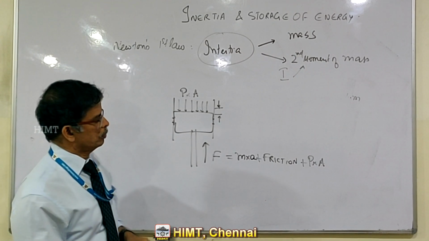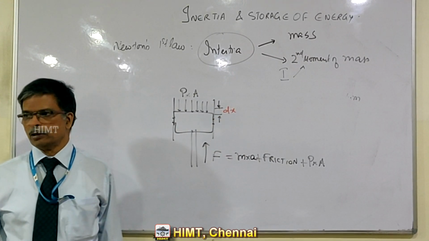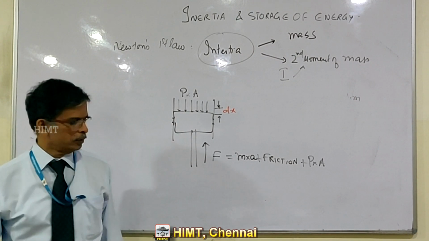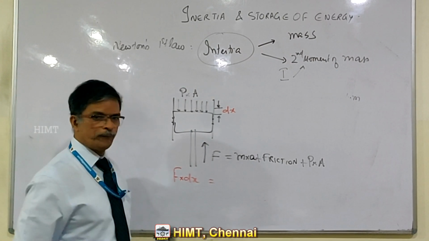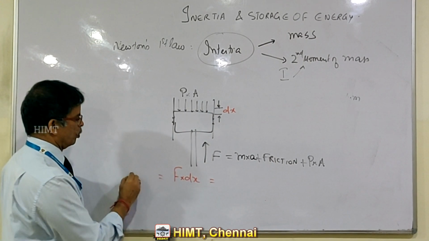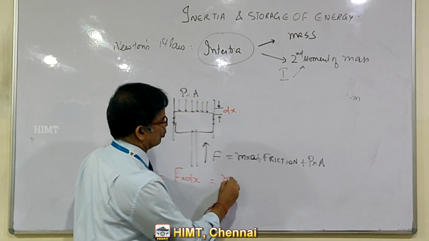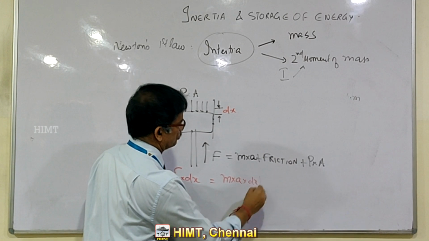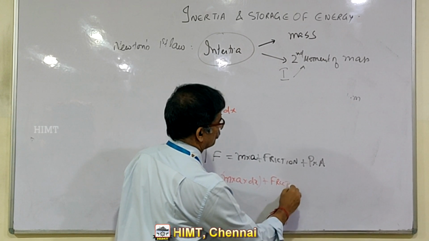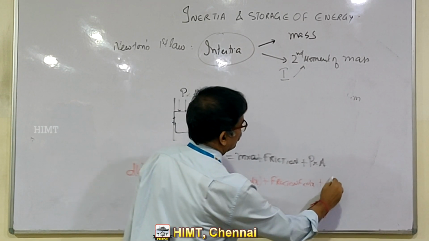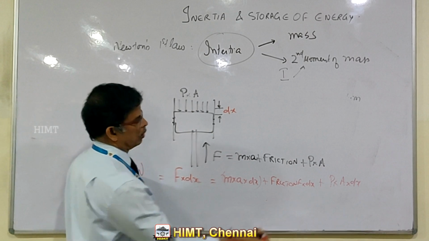With this applied force, if there is a small movement dx, that means the piston is moving by a small distance dx, then force into dx will be the work done. It is a small amount of work done. It will be force into dx. That will be equal to M into A into dx. The second will be the friction force into dx. The third will be P into A into dx.